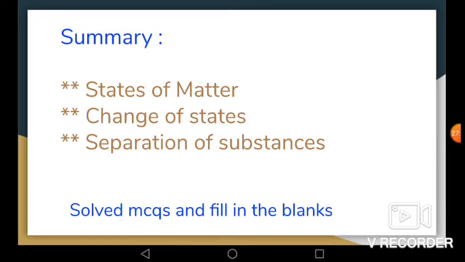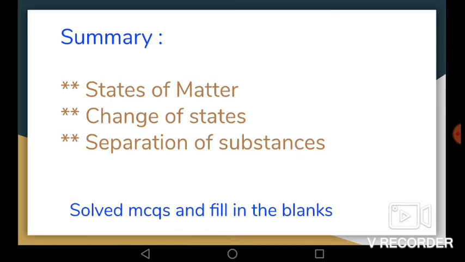So, today we have revised topics like states of matter. All matter is made up of small particles, and these particles are arranged in different ways in solid, liquid and gas, which are the three states of matter. Solids are substances in which the particles are packed very close to each other. In liquid, particles are not very closely packed, and in gases, particles are very loosely packed.